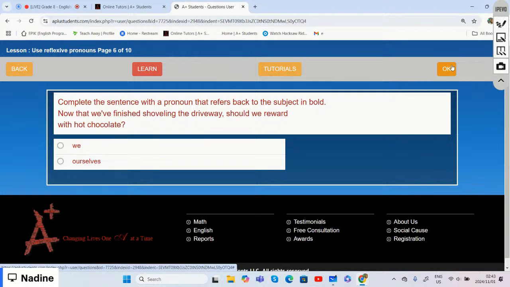All right, let's do the last one. This is the last one. Now that we've finished shoveling the driveway, should we reward we with hot chocolate or should we reward ourselves with hot chocolate?